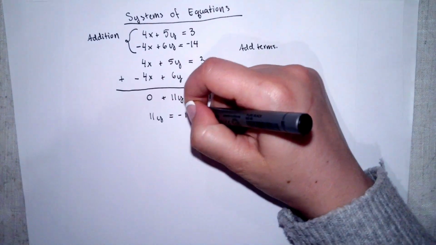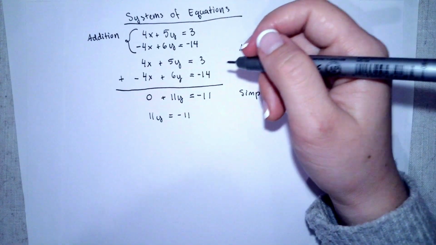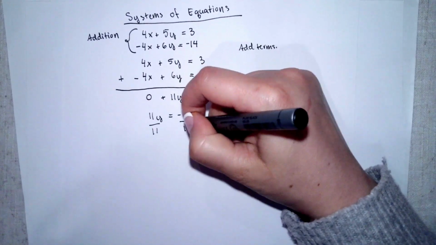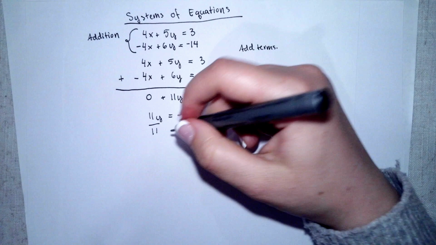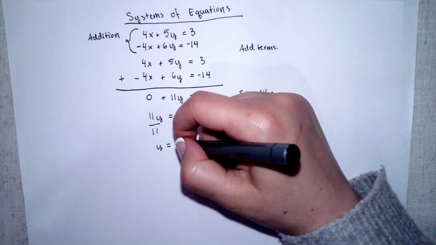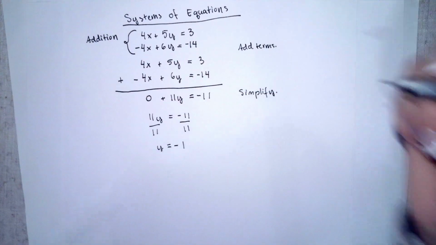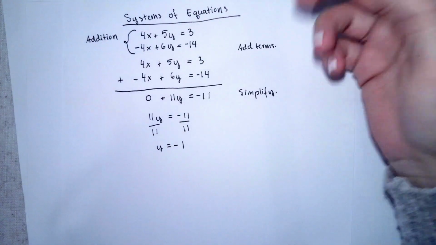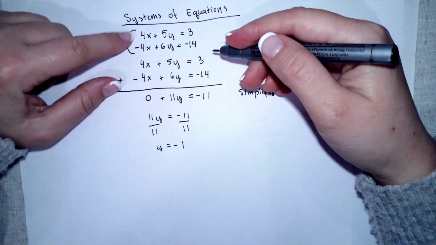11y equals negative 11. Okay, and I'm just going to go in and divide by 11 on both sides. What you do to one side, you must do to the other. Okay, and then we're going to get y equals negative 1. Okay, so we have our first variable. Now we're going to go back in and plug it in to one of these equations, whichever one is easier usually. So I'm going to use this first one right here.